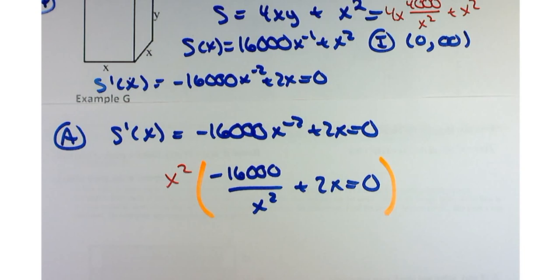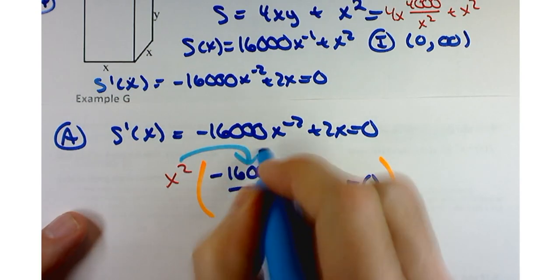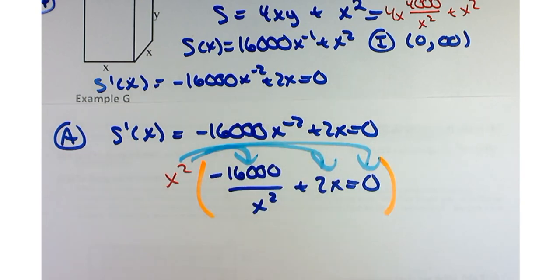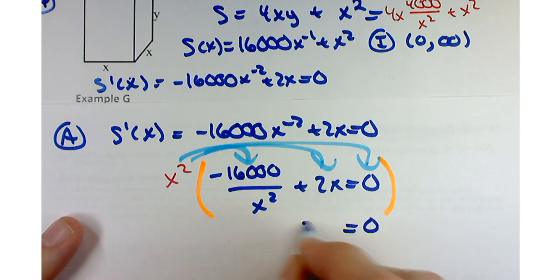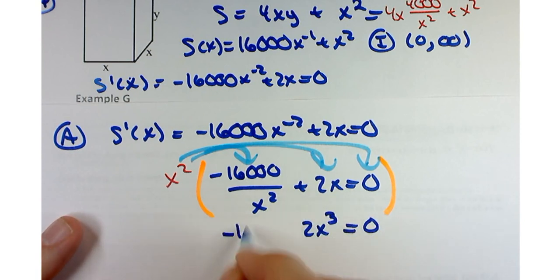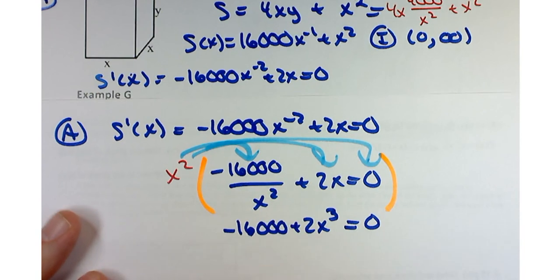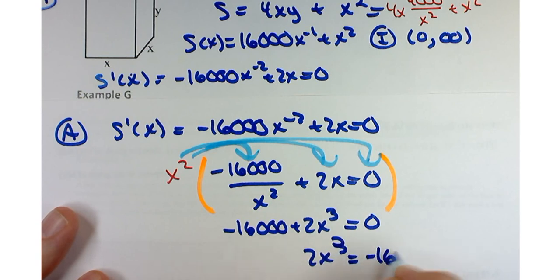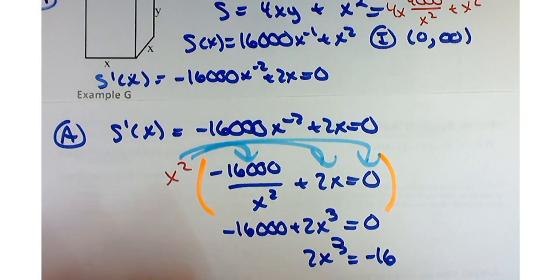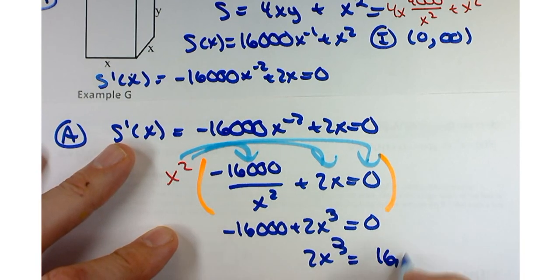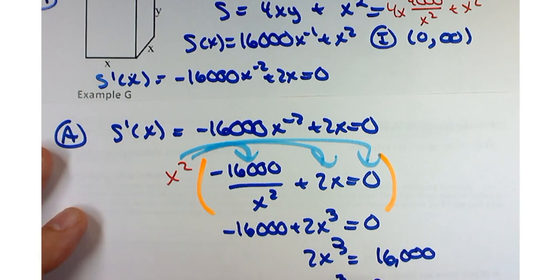So that x squared has to distribute itself to this term, and this term. Now, of course, the right-hand side is pretty simple. That's just going to give me a 0. Here I get a 2x cubed. Here I get negative 16,000. If I move that to the other side, 2x cubed equals negative 16,000, or positive 16,000 now because it changed sides. X cubed equals 8,000. I'm guessing that x equals 20.